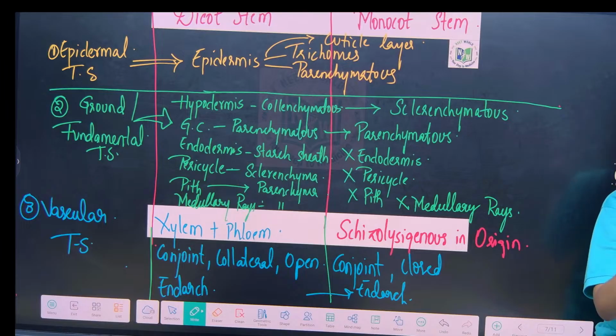Dead cells are there, and wherever there are intercellular spaces, there is some gap in between them, no? There vascular bundles will get originated.